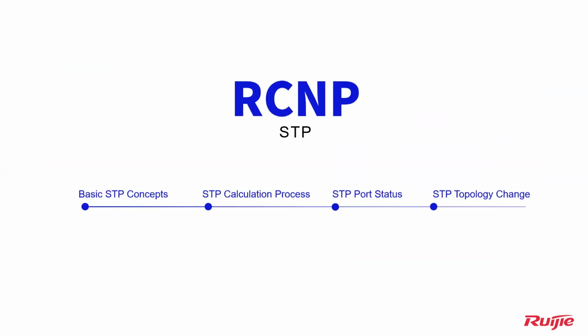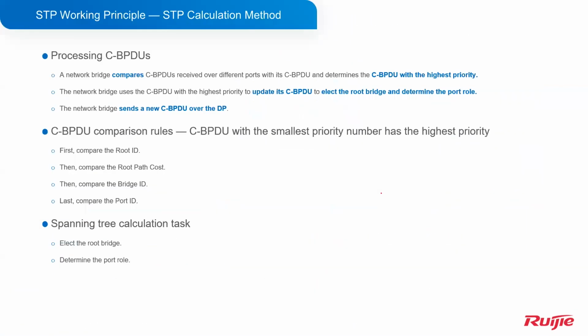After knowing these basic concepts, next we're going to introduce the STP calculation process. Okay, let's see it. Firstly, processing CBPDUs. A network bridge compares CBPDUs received over different ports with its own CBPDU and determines the CBPDU with the highest priority. Then the network bridge uses the CBPDU with the highest priority to update its CBPDU to elect the root bridge and determine the port roles. Then the network bridge sends a new CBPDU over the DP.